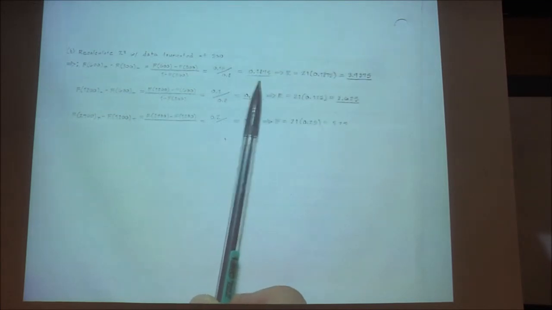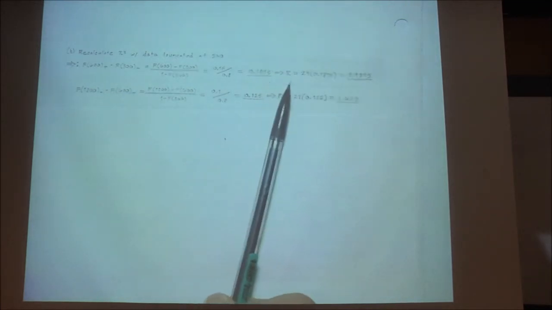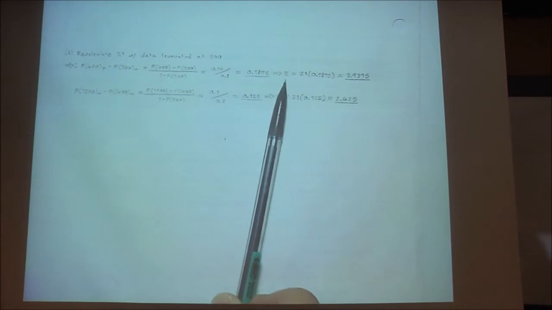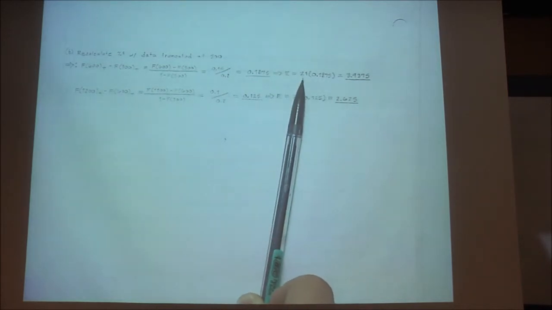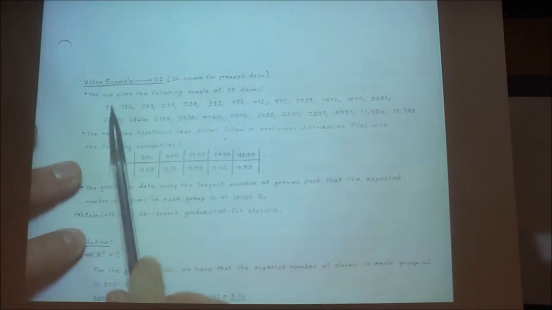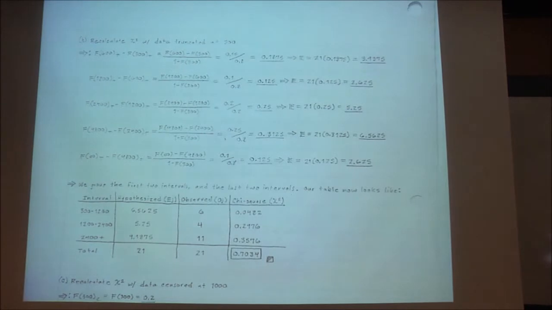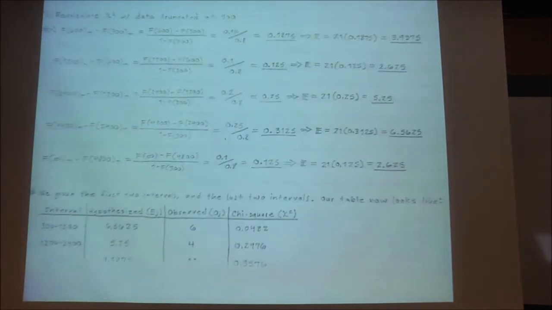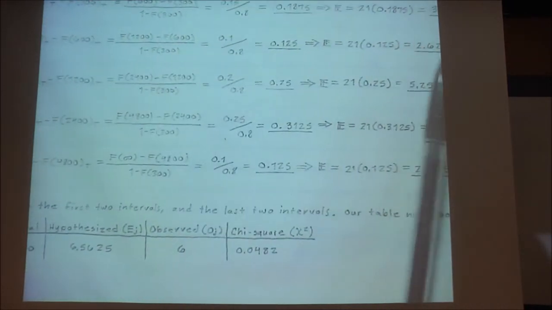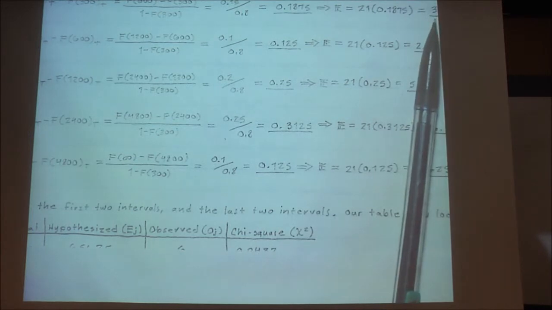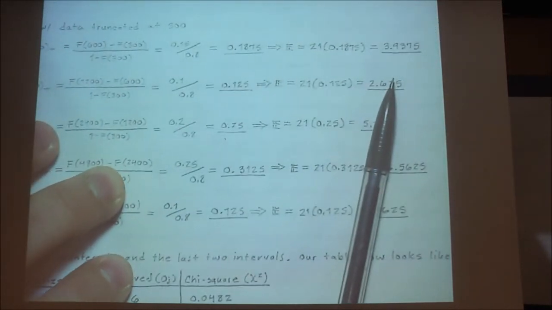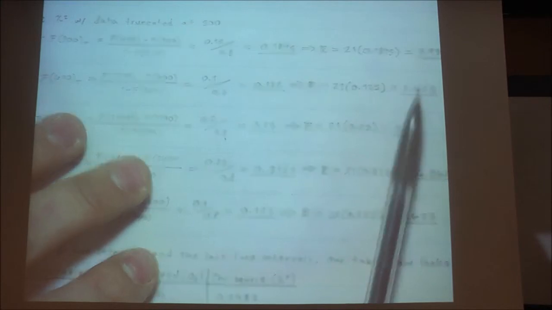That gives you 0.1875. Then you do the same thing as before, but instead of multiplying by 25, you multiply by 21 because these 1, 2, 3, 4 values are thrown out. So your expected number of claims in that interval now, with the data truncated at 300, is 3.9375.